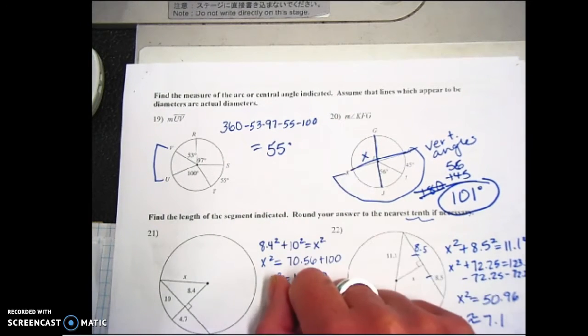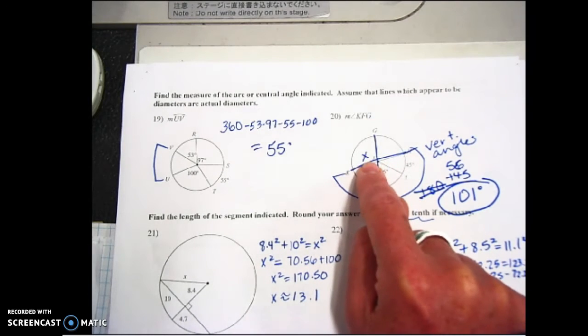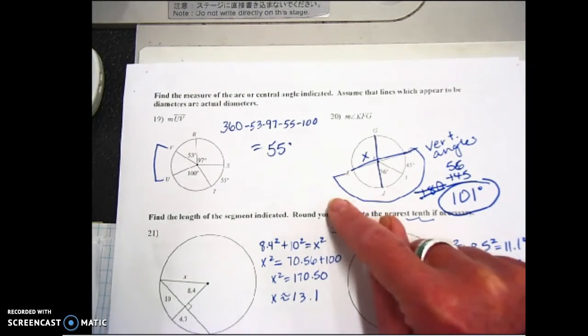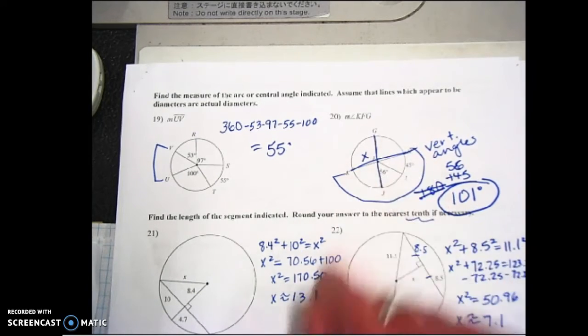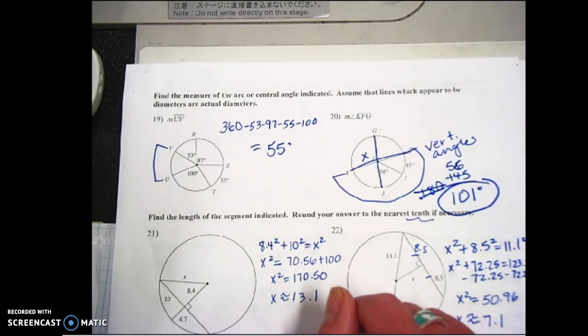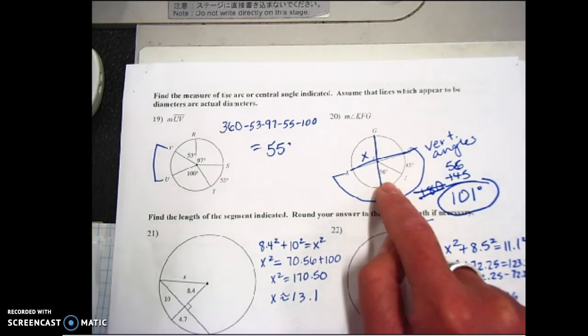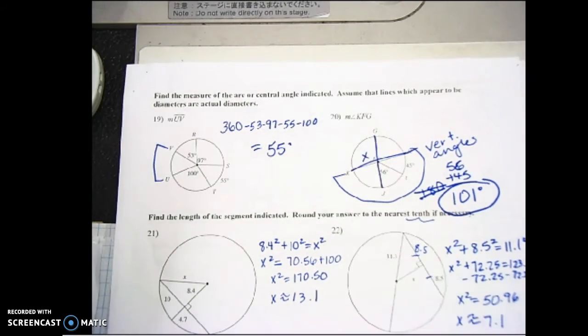On number 20, we want angle KFG, this one right here. So I put an X. I looked for diagonals. I got one right here and right here, which makes these vertical angles, meaning they're the same measurement. And then I just added the 56 and 45, got 101, which makes this 101.